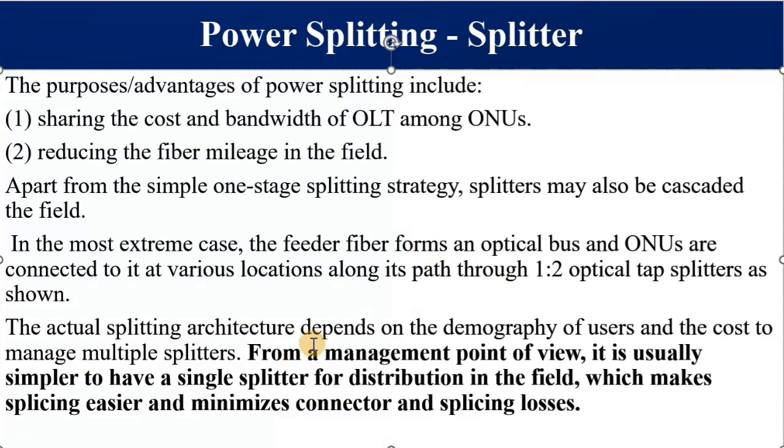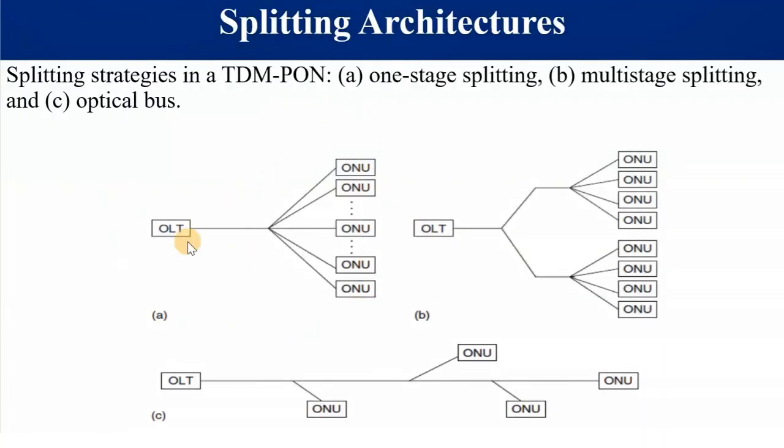So from a management perspective, it is usually simpler to have a single splitter for each ODN, and this makes the splicing of fiber easier, and it also minimizes connector and splice processes. This is a very important point, and I know some networks that make use of only one splitter. There is no cascading of the splitters. This is the most commonly used power splitting strategy.